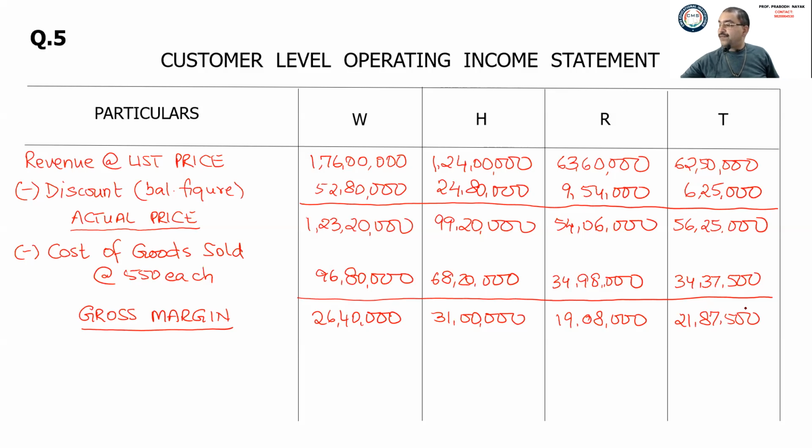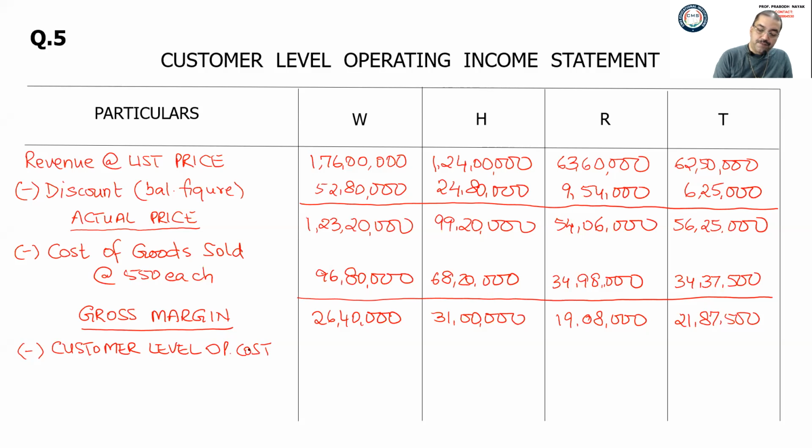Write the figures properly. Minus customer level operating cost. Customer level operating cost.